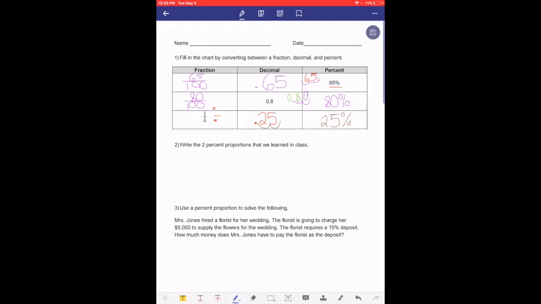Question 2, write the 2 percent proportions that we learned in class. So the first percent proportion that we learned was part over whole equals percent over 100. The other percent proportion that we learned was is over of equals percent over 100.